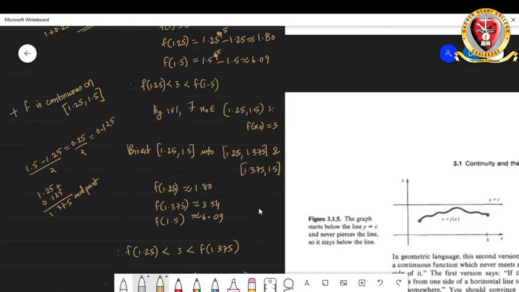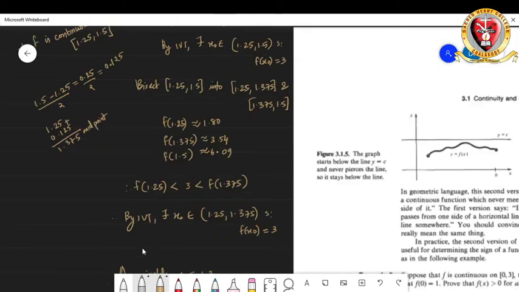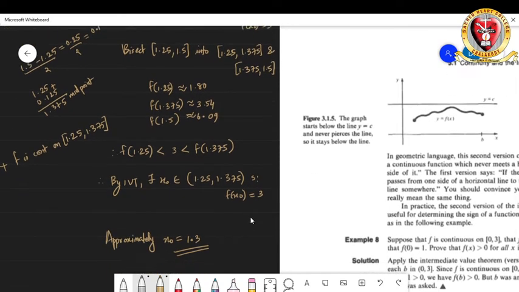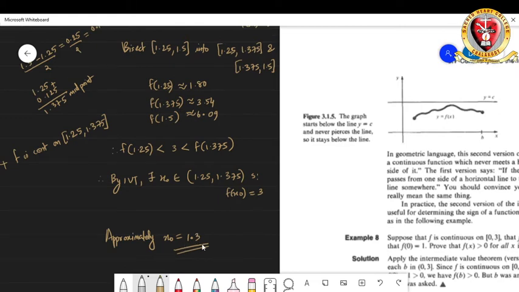And you can understand that f of 1.25 is strictly less than 3, strictly less than f of 1.375, and with the information that f is continuous on the closed interval [1.25, 1.375], use IVT, and you get the existence of an x naught belonging to the open interval (1.25, 1.375) such that f of x naught is equal to 3. So approximately you get x naught is equal to 1.3.